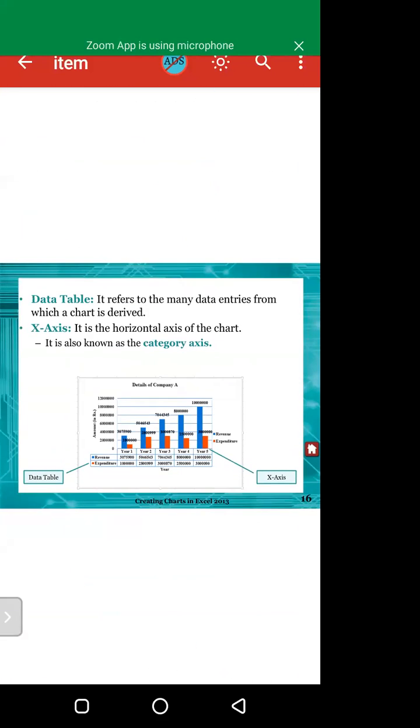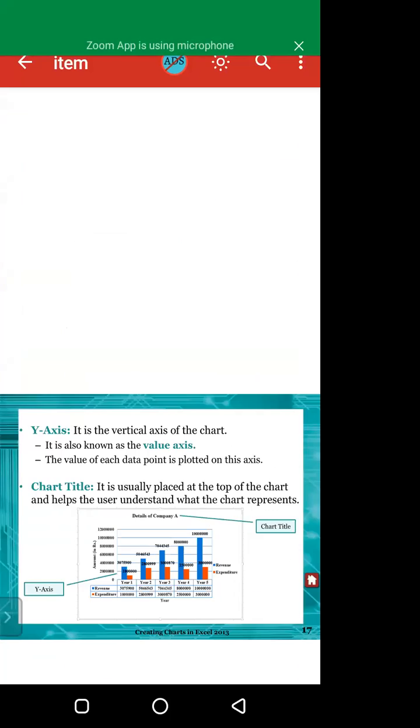Data label. It refers to the many data entries from which a chart is derived. X-axis. It is the horizontal axis of the chart. It is also known as the category axis.